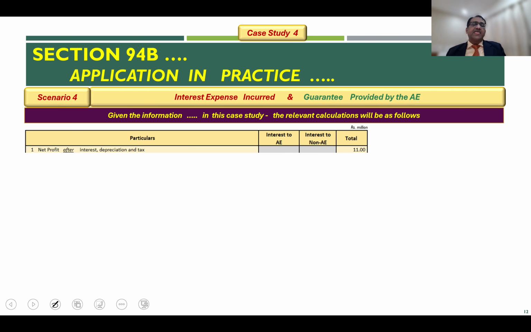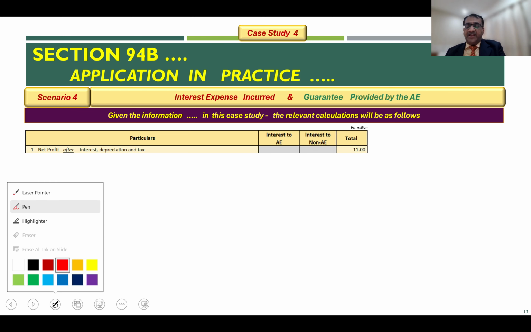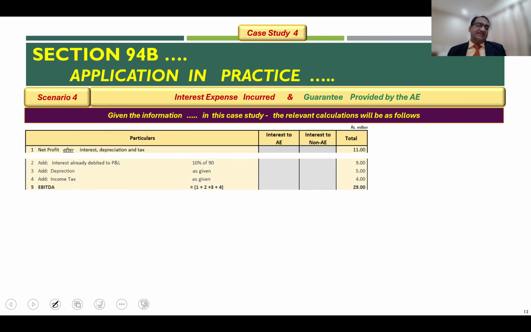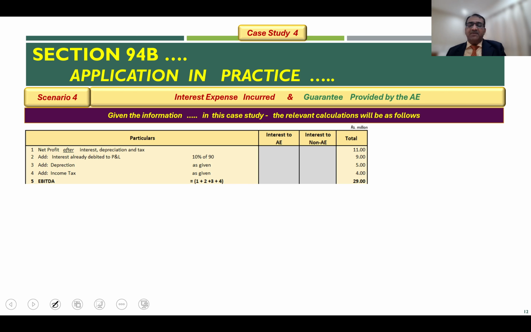So, if you see here, unlike the previous three case studies, here you have to compute EBITDA, because EBITDA is not given directly. What has been given to you is the net profit of 11 million, but this 11 million of profit is after three things: the 9 million of interest which you paid, plus depreciation and tax of 5 plus 4 million. Therefore, you have to add them back to get your EBITDA. So to the 11 million number, you have to add these three numbers to arrive at your EBITDA.